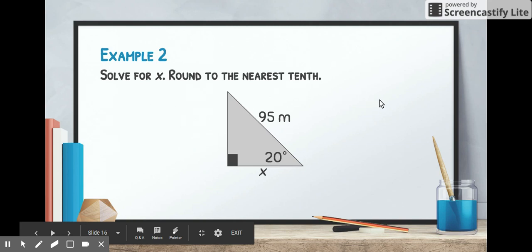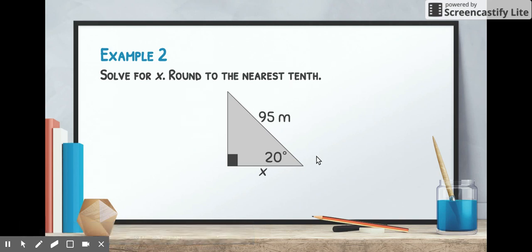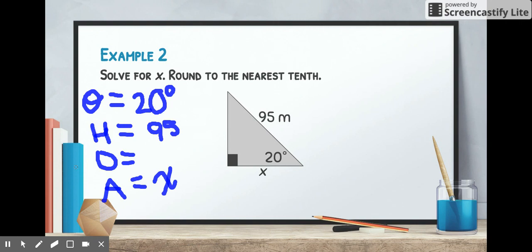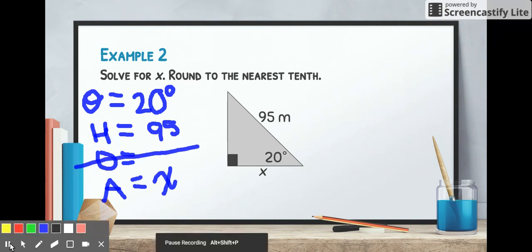So here's another example where we want to solve for x. We're going to do the same thing: list our reference angle, what we know, and figure out what trig ratio would help us solve for x. So we know that our reference angle is 20 degrees. We know that the hypotenuse is 95 meters. We don't know anything about the opposite side, and the adjacent side is x.